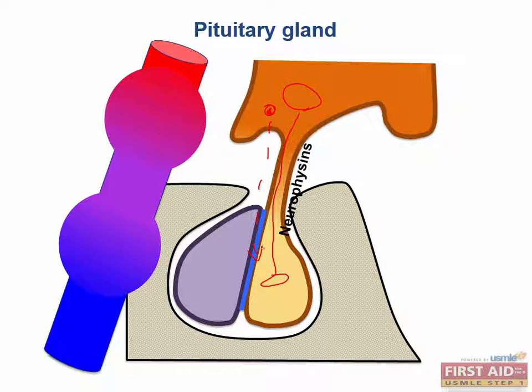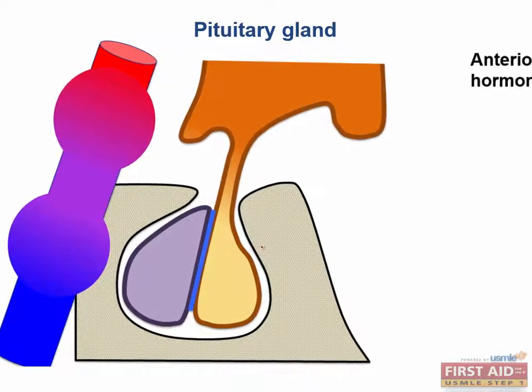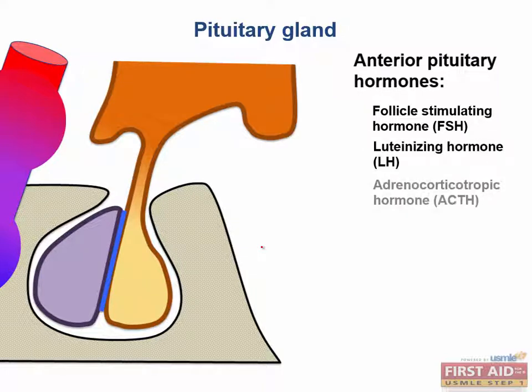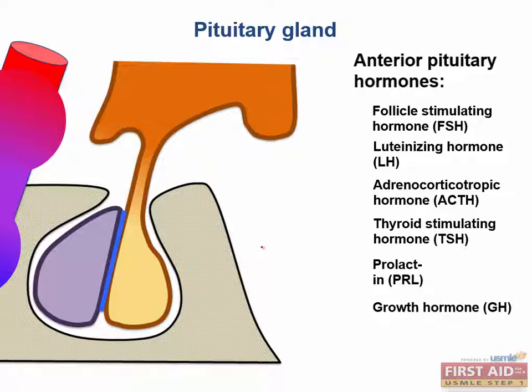Pretty cool, huh? There are 6 hormones that are produced by the anterior pituitary. Think you can name them all? Go ahead, pause the video. I'm not going anywhere. So these hormones are FSH, LH, ACTH, TSH, prolactin, and growth hormone.